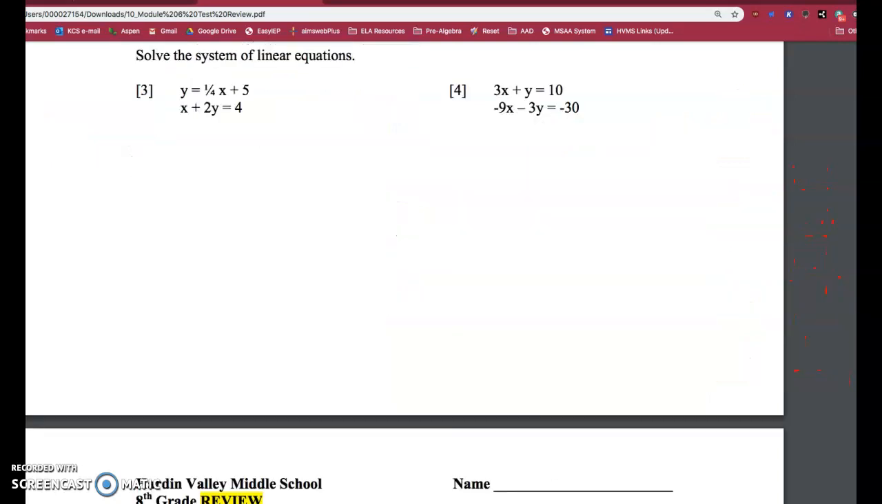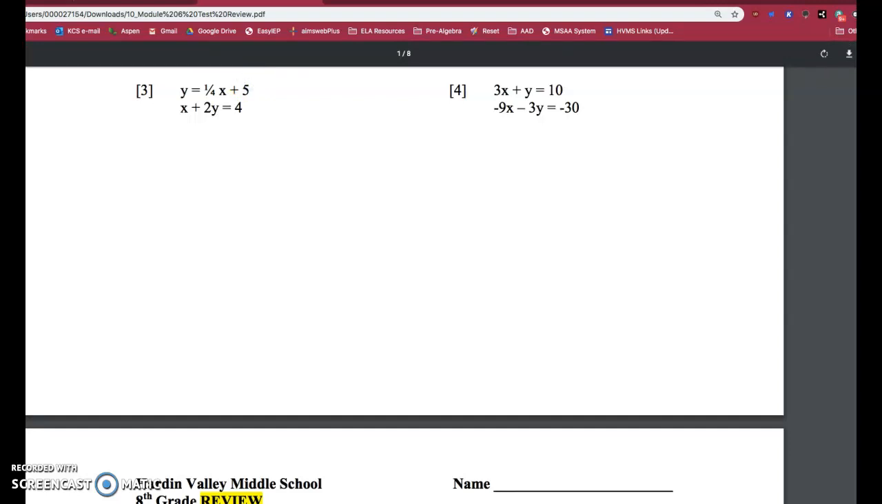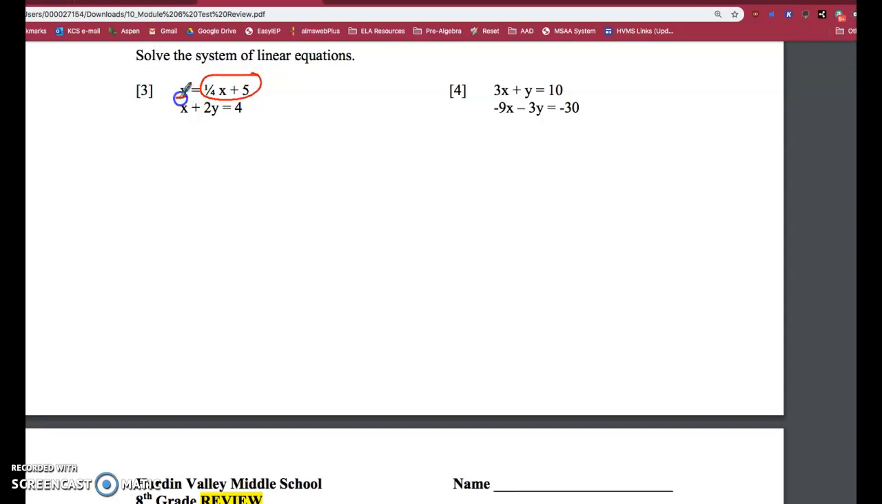Okay, now let's look at our next system of equations. This time, instead of using a graph, we're using substitution to figure out what x and y equal. So when I look at number 3, it's really nice because we already know what y is. Y is all by itself, so I know that y is 1/4 x plus 5. So I'm going to use that to help us figure out exactly what those two variables equal.